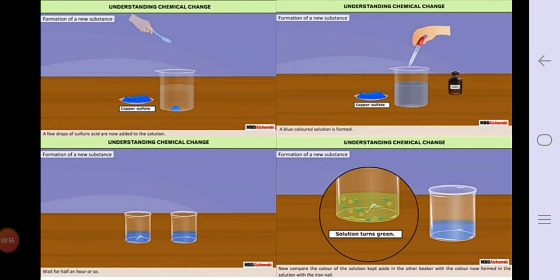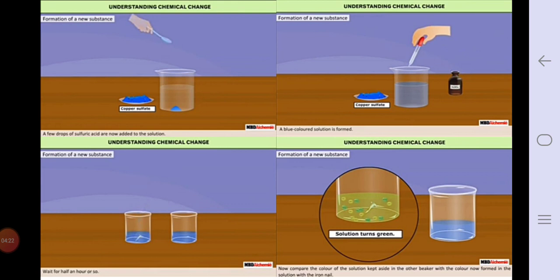Save a small sample of the solution in a test tube or a small glass bottle. Now we have separated into two separate beakers. We have separated the solution. Drop a nail or a used shaving blade into the remaining solution. Now we have dropped one nail here, you can see in the picture. Wait for half an hour or so. Observe the color of the solution. Compare it with the color of the sample solution saved separately.